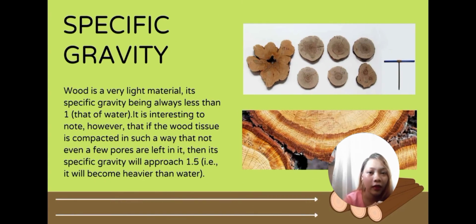Specific gravity. Wood is a very light material, its specific gravity being always less than 1. It is interesting to note, however, that if the wood tissue is compacted in such a way that not even a few pores are left in it, then its specific gravity will approach 1.5. It will become heavier than water.